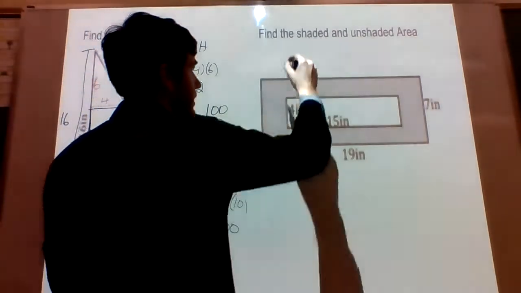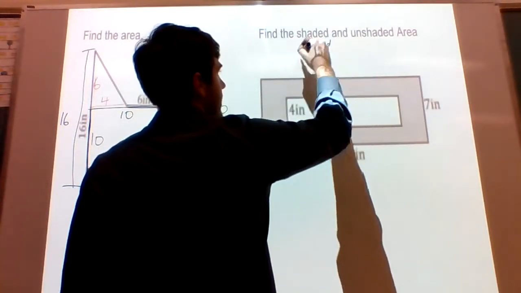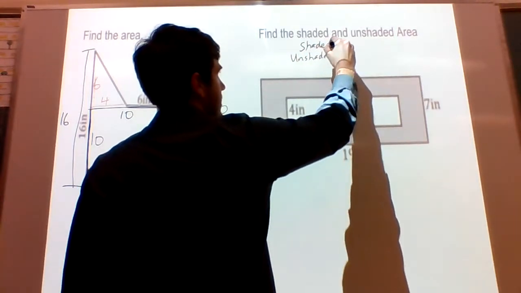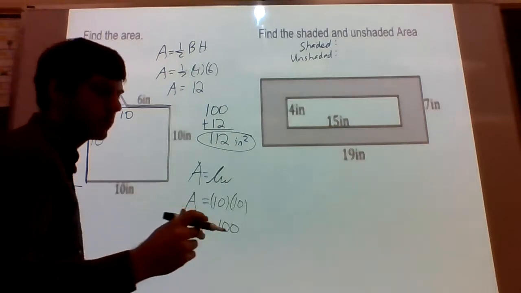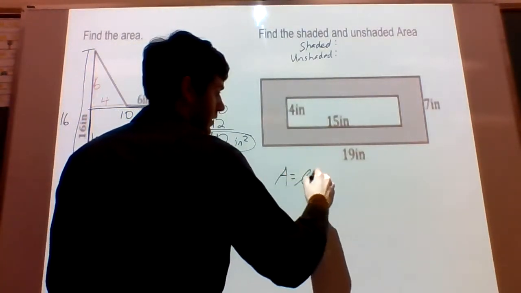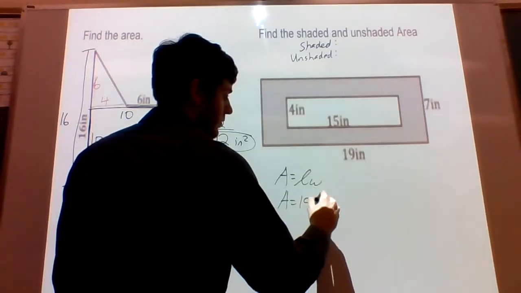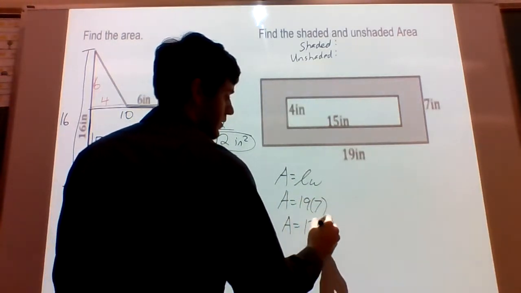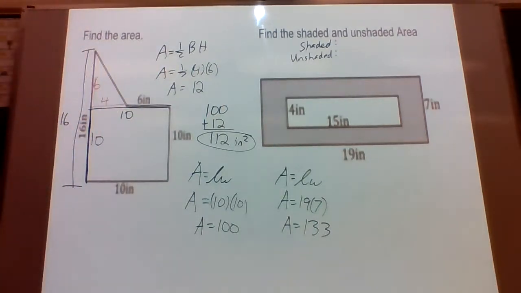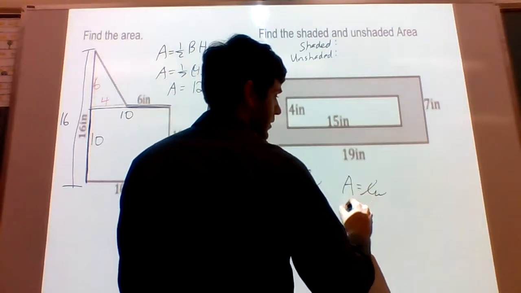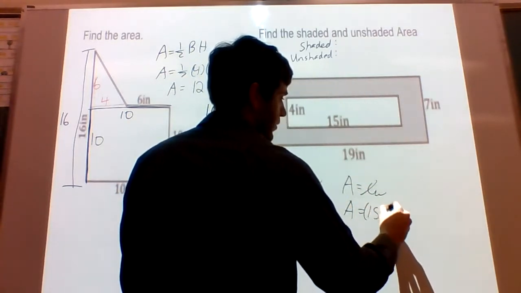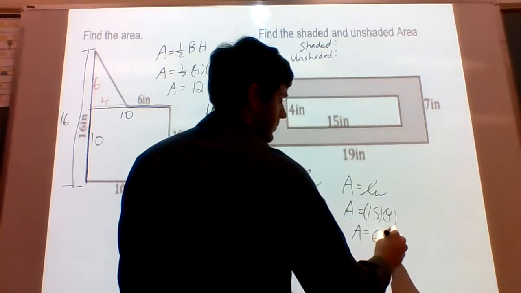Next one, we want to find the shaded and unshaded regions. So let's find two areas. We have two rectangles. The area of the large rectangle is length times width, which is 19 times 7, which is 133. 7 times 20 is 140, 140 minus 7 is 133. The small rectangle, length times width, is 15 by 4, which is 60.